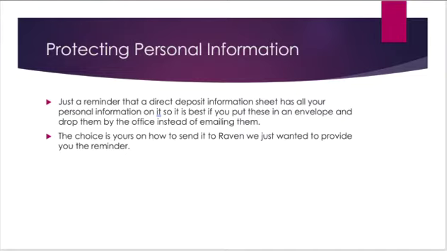So remember, the choice is yours, but we want to make sure that your information is protected. You can print it off, put it in an envelope, and drop it by the office as a hard copy. Please make sure you put your family name on the outside of the envelope. That way we can make sure that we have all the information that we need. You also have the choice of emailing it in, but again, that's not the most secure method. We will leave that choice up to you because Raven is all about choice and customer service.